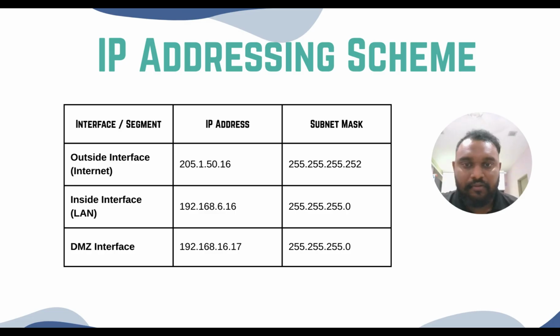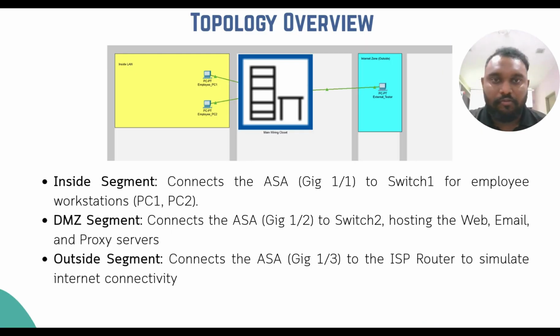The second one is the inside LAN. The IP address will be 192.168.6.16 and the subnet mask will be 255.255.255.0. And the last one is the DMZ segment and the IP address will be 192.168.16.17 and the subnet mask will be 255.255.255.0.